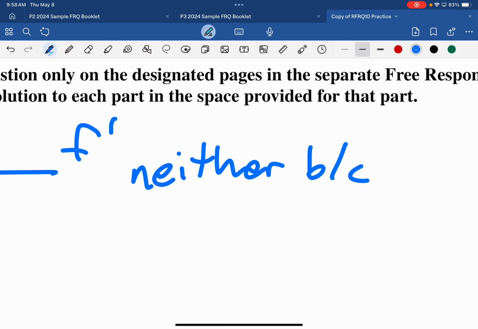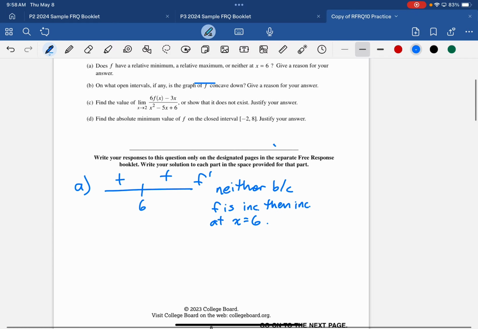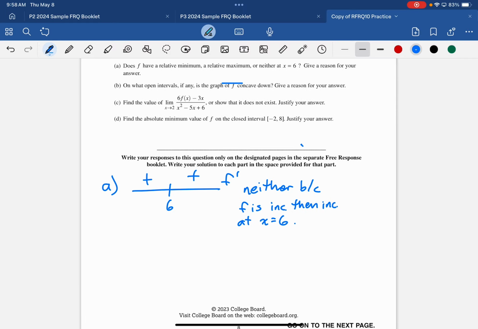because f is increasing, then increasing at x equals 6. Done. Oh, wow. I'm not going to have enough space to write here.